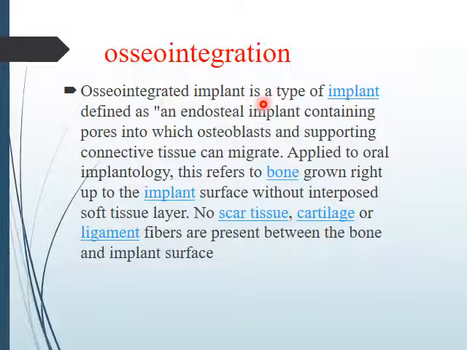An osseointegrated implant is a type of implant defined as an endosseous implant containing pores into which osteoblast cells and supporting connective tissue can migrate. Applied to oral implantology, this refers to bone grown right up to the implant surface without an interposed soft tissue layer. No scar tissue formation, no cartilage or ligament fibers are present between the bone and implant surface.